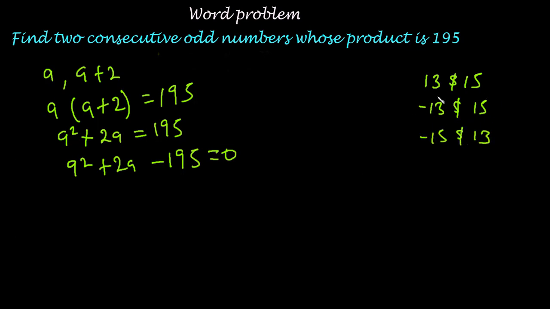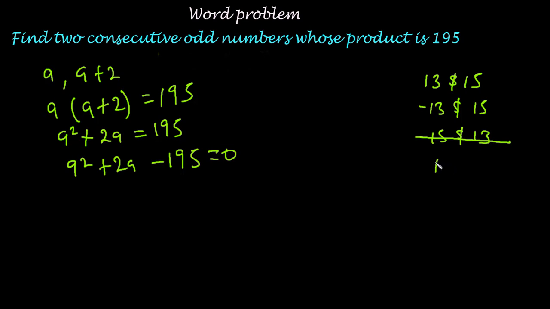Now when you multiply minus 13 and 15 together, it gives you minus 195. But when you add them together, this is not going to give you plus 2. So this is out of it.